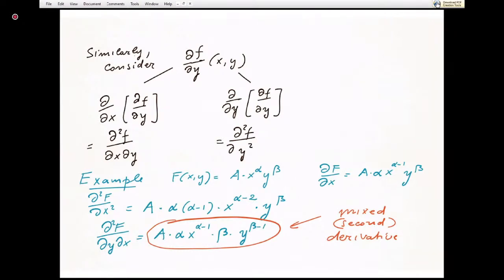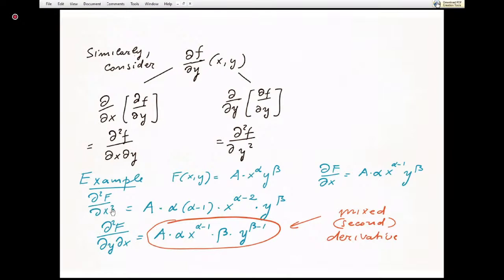Now, example. Cobb-Douglas function. Capital A times x to the power of alpha times y to the power of beta. First derivative with respect to x is capital A times alpha x to the power of alpha minus 1 times y to the power of beta. It is itself a function of two variables. Let's compute the two second derivatives with respect to x again, and then with respect to y of this one.